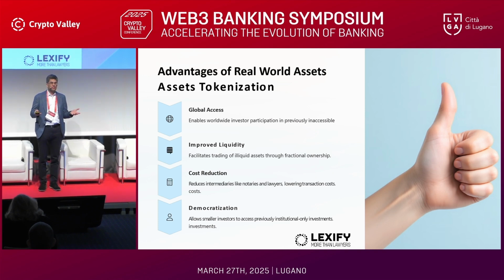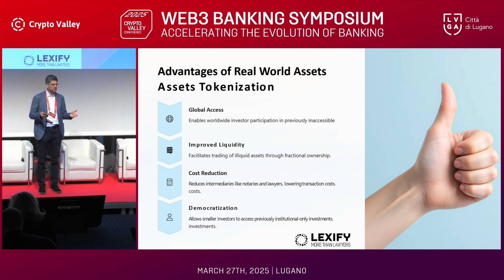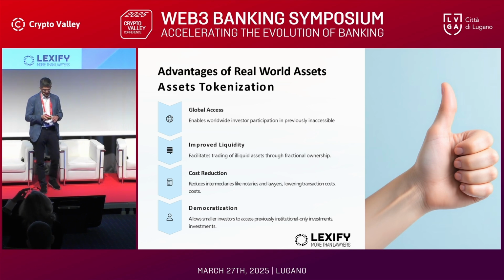As said, I can improve liquidity because I can really have all the market interested in this asset. I can fractionalize the assets, take a luxury car and sell just a part of it. Cost reduction, because I can transfer the ownership of a real-world asset just for the cost of a blockchain transaction, so very cheap. And finally, democratization. I can open the ownership of very expensive assets to everyone, thanks to fractionalization.